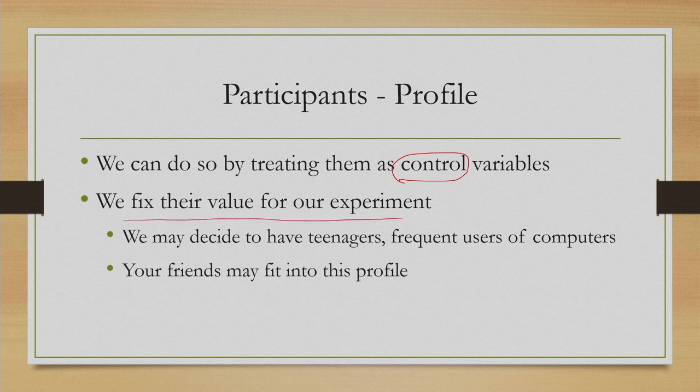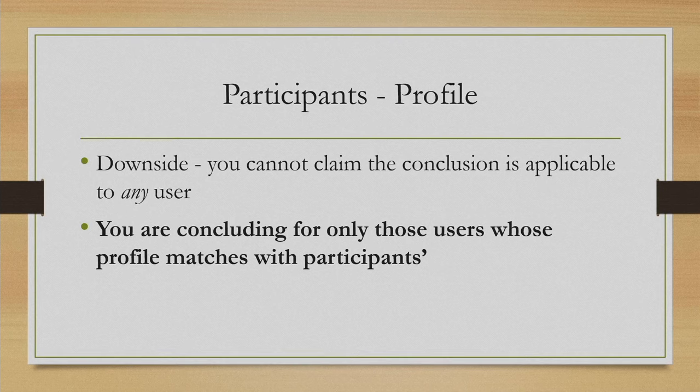For example, we may decide to have a specific user group, that is teenagers. So, we are fixing the age group. Also, frequent users of computers, so we are fixing the experience. Suppose we are fixing these two. So, we are essentially using the two independent variables, namely the age group and the experience, as controlled variables with fixed values. Now, if we do that, then we can roughly say that our friends may fit this profile. So, in order to make your friends fit the profile, we probably need to analyze the situation a little bit more, try to identify the control variables, and fix their values so that they match our friends' profile. Then apparently it may seem that the problem gets resolved.